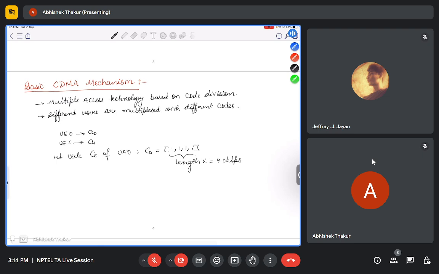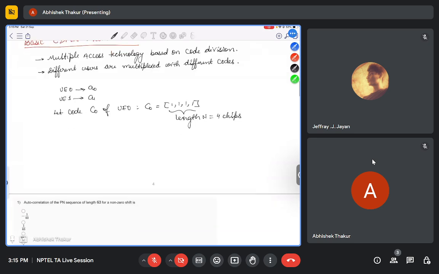The transmitted signal x0 of user 0 is given by multiplying with the code C0. So x0 is equal to A0 into C0. So we will get A0, A0, A0, A0. Now the symbol A0 of user 0 is multiplied by the code C0 to yield 4 chips. Okay.